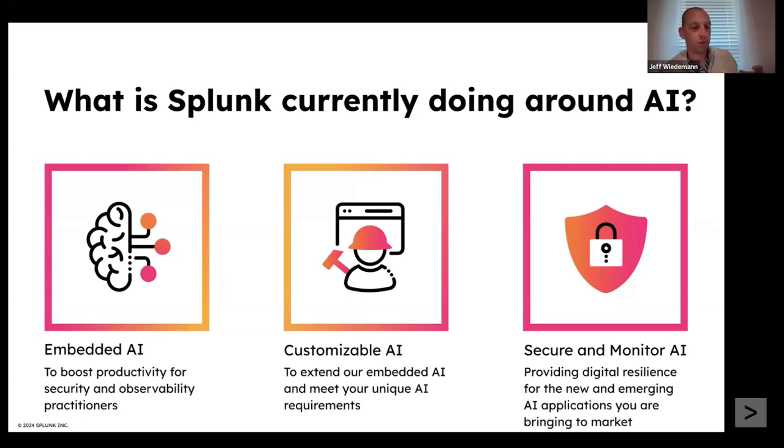So the first one is what we call embedded AI. This is how Splunk has been and will continue to be embedding AI directly into the platform and directly into our premium products like Enterprise Security, ITSI, and Splunk Observability Cloud, in order to help you get your security, observability, and IT operations outcomes at a faster, better, stronger pace. So it's basically pouring gasoline on the capabilities and the outcomes that you get today with our products.